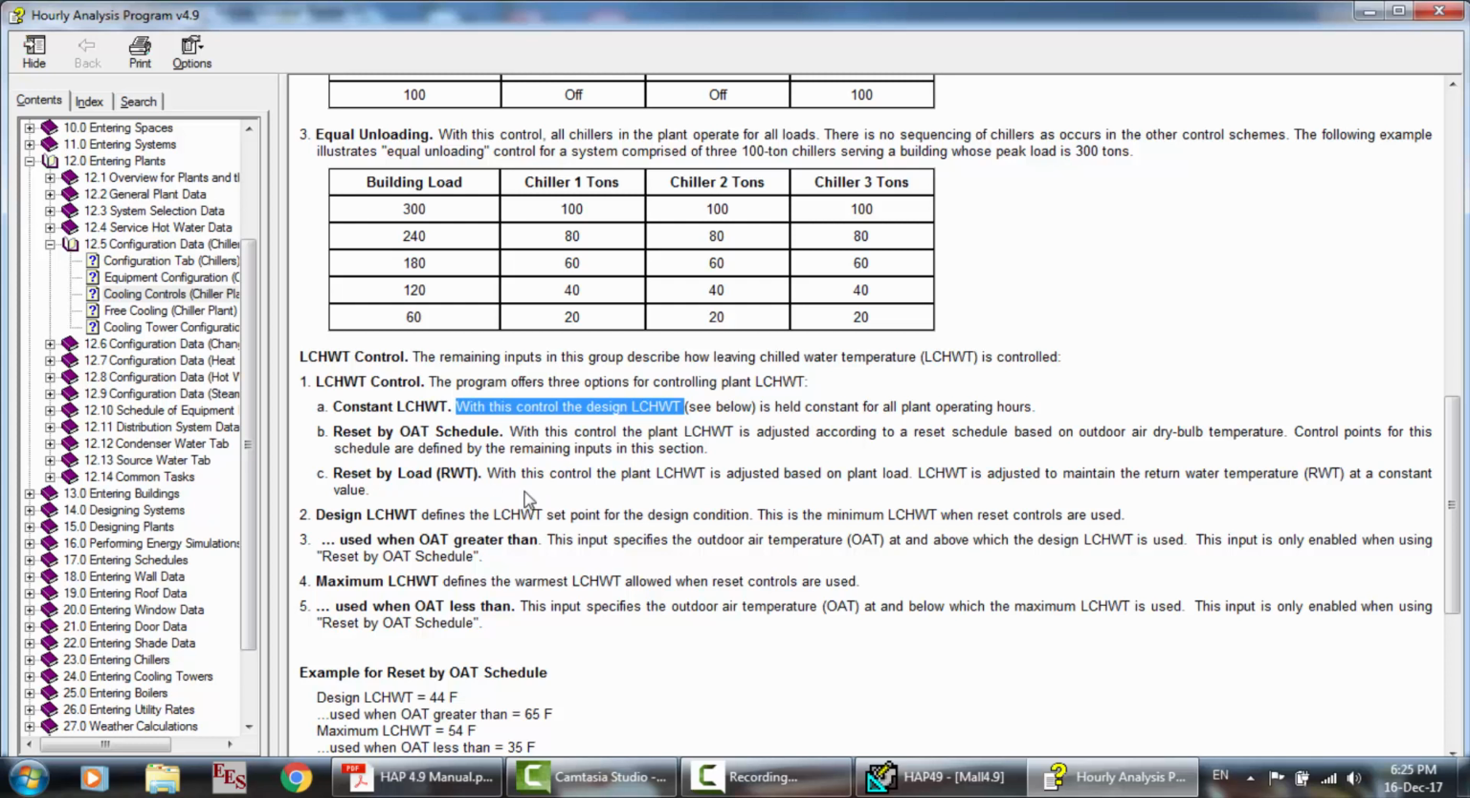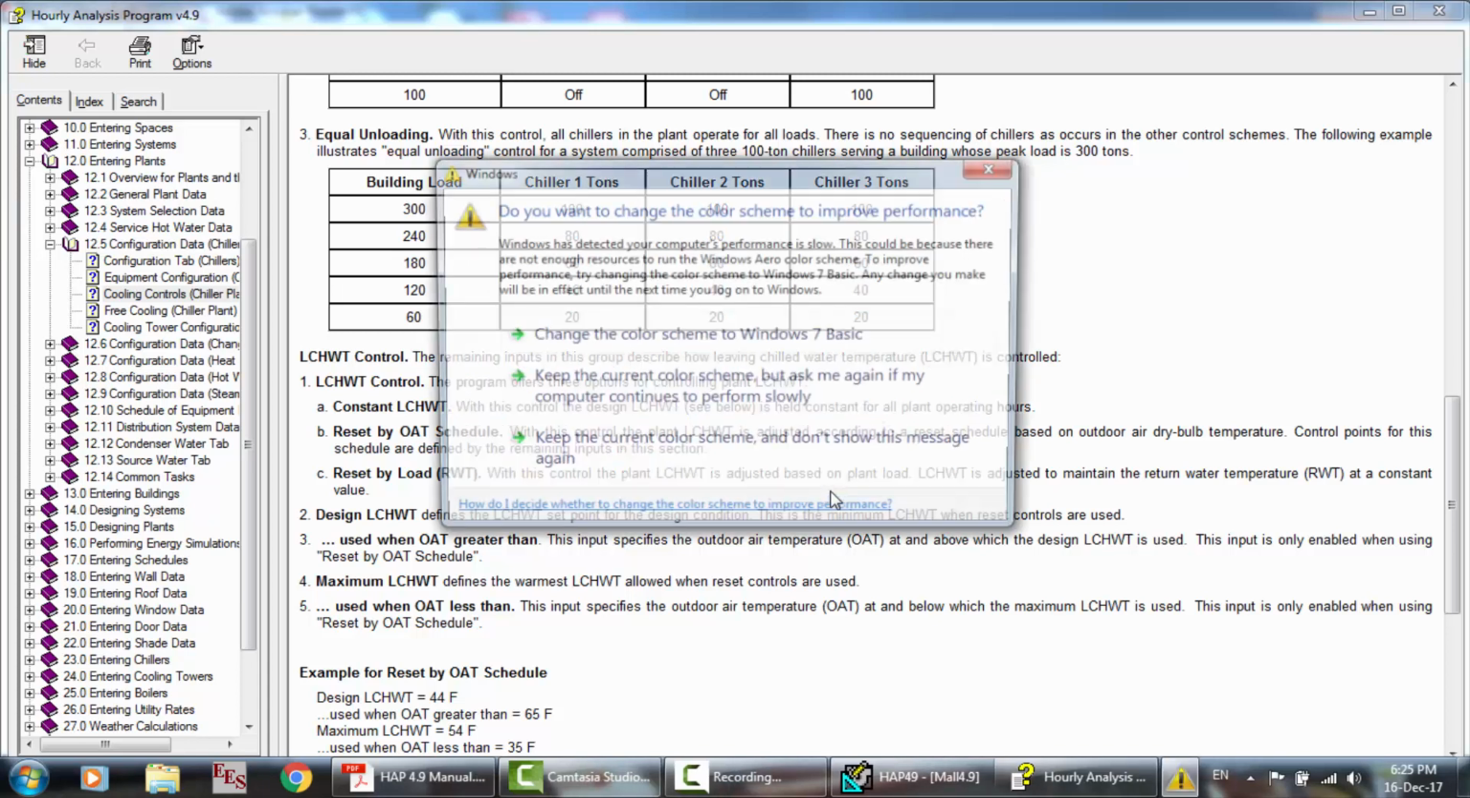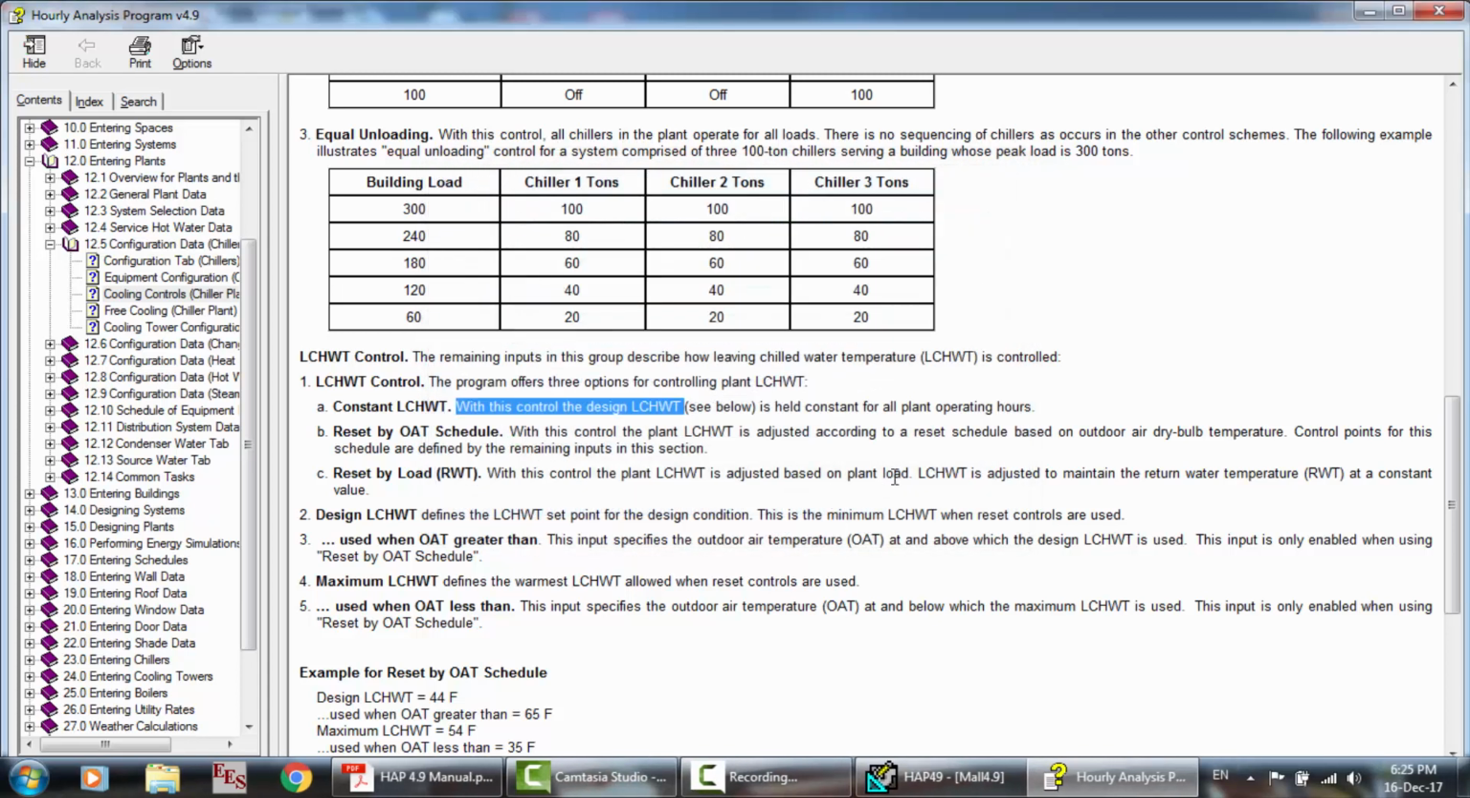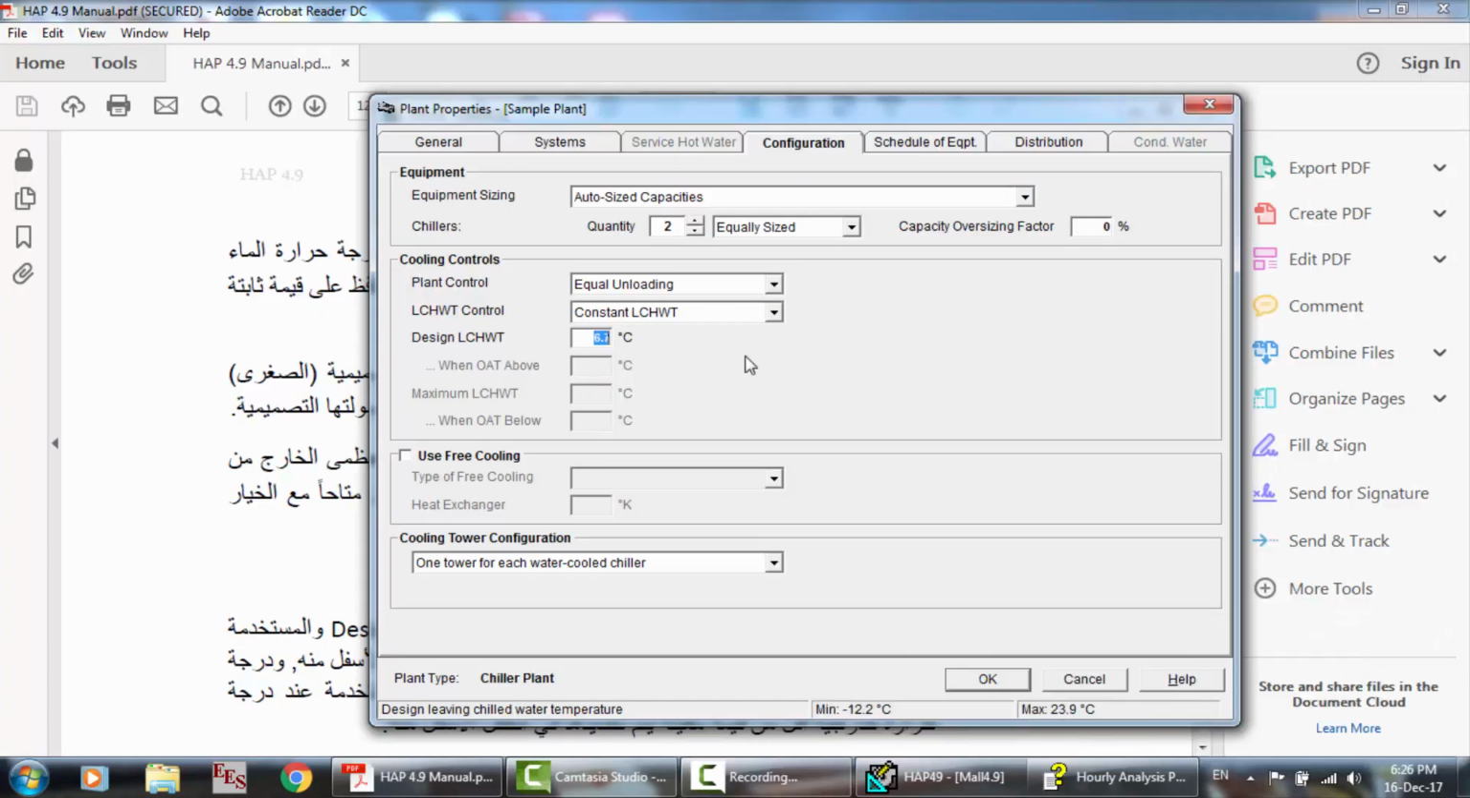Reset by load RWT. With this control, the plant LCHWT is adjusted based on load. Okay, here it is based on the plant load. LCHWT is adjusted to maintain the return water temperature at a constant value. So here, if you use constant, you have to set the design leaving chilled water temperature.